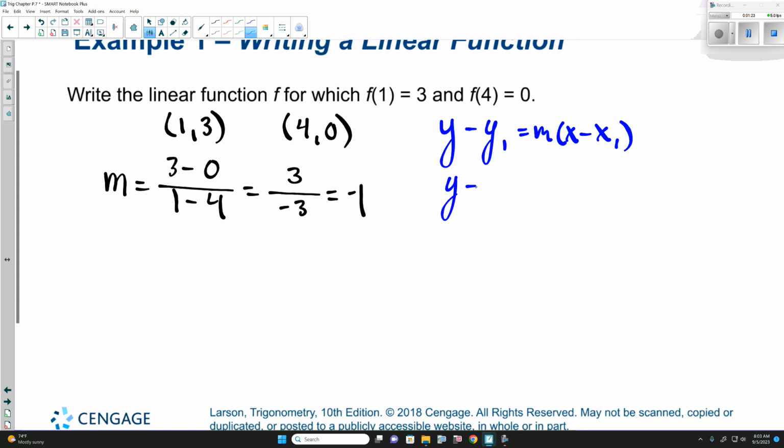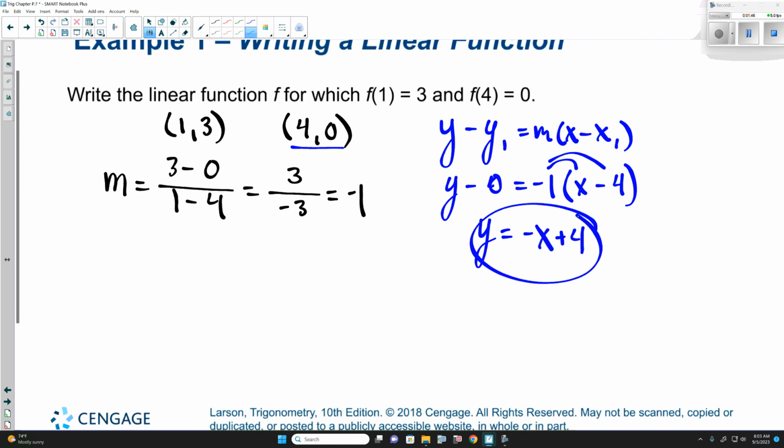Well, the y1 value, we just need to pick one of these two. I'm going to pick 4, 0. So the y value would be 0. The slope is negative 1, and our x value is 4. Now, y minus 0 is just y. We can distribute the negative 1, and we have our equation here. So we've done this in previous chapters already. It's just finding the equation of a line.